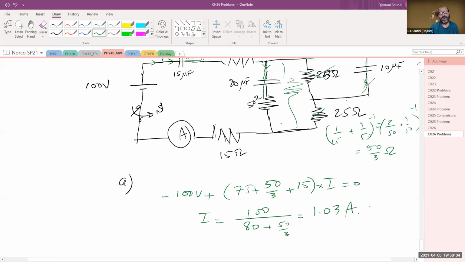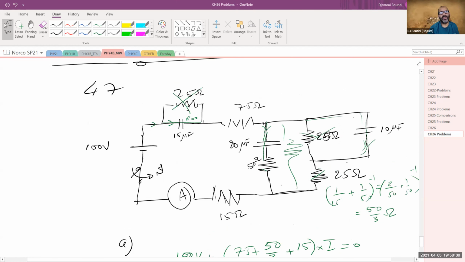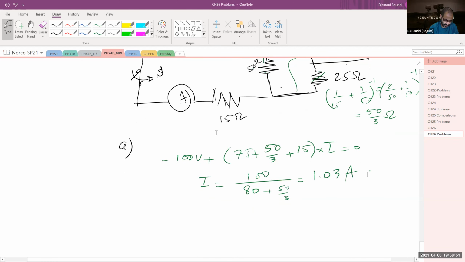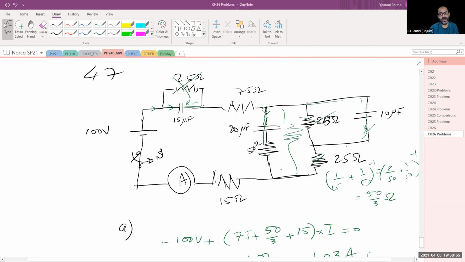That's how much current is flowing through the circuit, okay? This resistor of 25 ohms and this resistor of 25 ohms have been short circuited immediately by this capacitor and that capacitor. So they don't enter into the equation whatsoever, okay? So this is part A. It's a lot simpler when you think about it this way, instead of reading all of this complicated stuff.